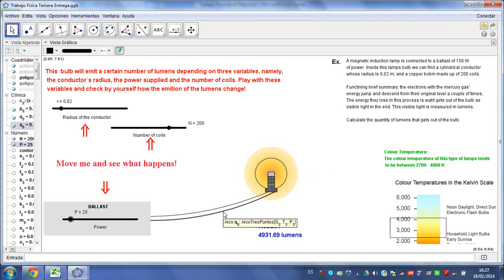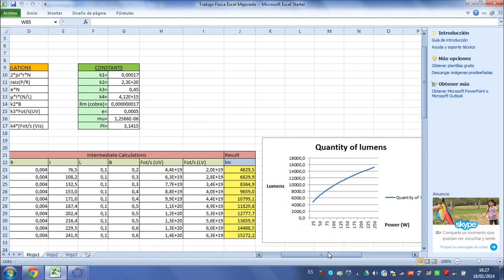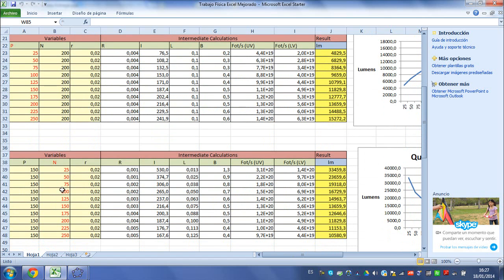So, we were with the power, and as we have said, as we increase the power supply to the bulb, the emission of the lumens should be stronger, and that's exactly what happens here. I should say that each of these lines represents 25 coils. So, our second variable is the number of coils, and we can see it here, which varies from 25 to 250.